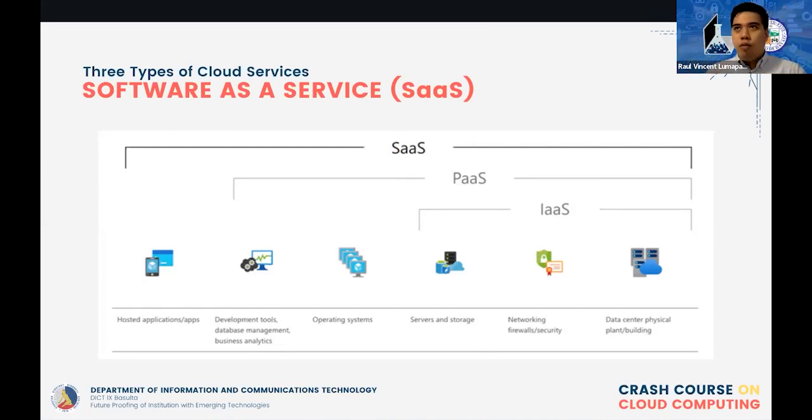And then once you use a PaaS, obviously these are for development tools and operating systems that developers would use for hosting, for example. And then obviously your SaaS are hosted applications and apps. You would see here that the SaaS covers everything. It is because your hosted applications and apps will not run without the server or storage of the vendor. So it means that SaaS uses all of the services that the cloud provides.